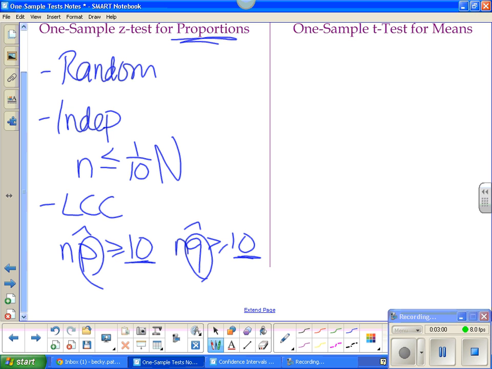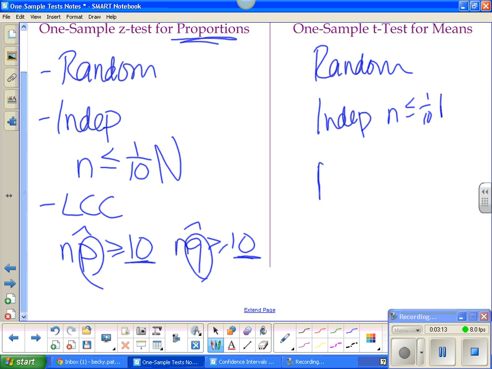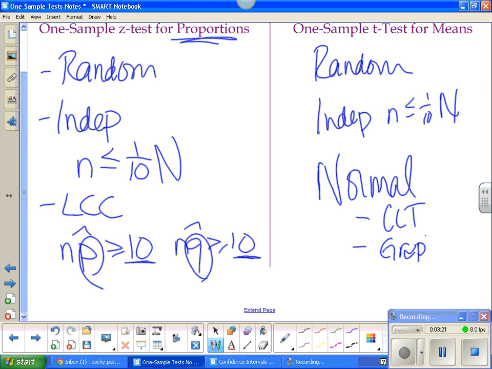Okay, let's go t-test for means. Now, normal is either given or you prove it: no strong skewness, no outliers, and you do that with a box and whisker. You don't have to use a box and whisker, but that's what you can do.